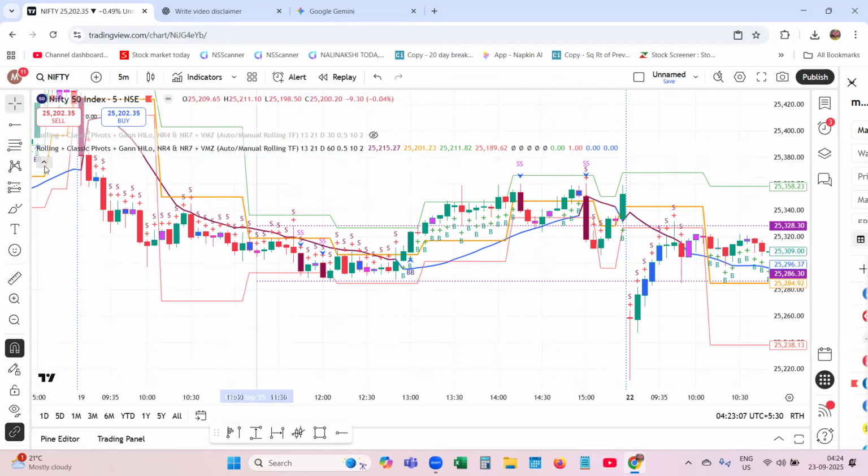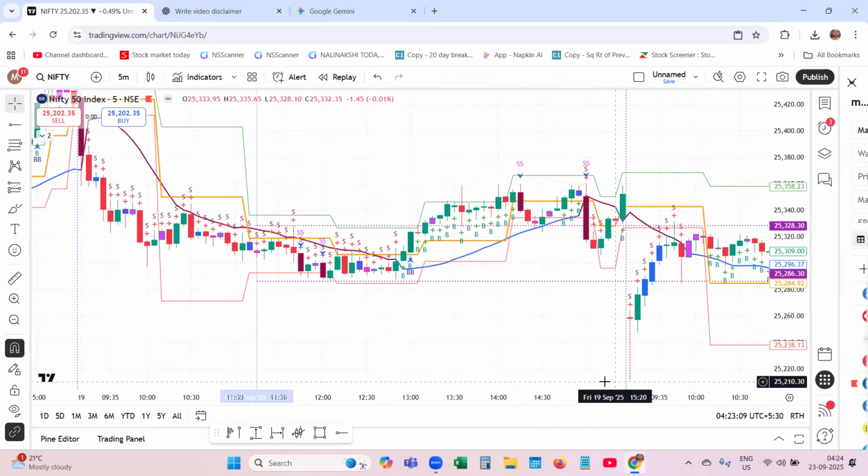In the rolling pivot, what we are going to do is, we are enabling only the pivot. The yellow line is pivot, R1 and S1. You need to do that. Not other things, R2, S2, it will clutter your charts. Only if the market is trending, to know the level, suppose S1, S2 can be enabled when it goes up.